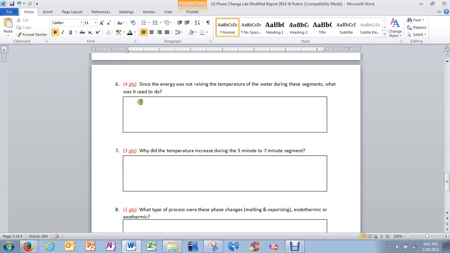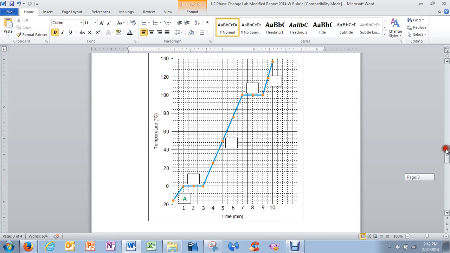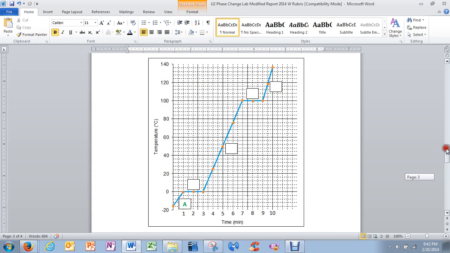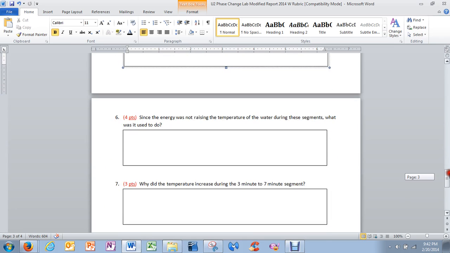Okay, number 6. So since the energy was not raising the temperature of the water during these segments, what was it used to do? You know what's happening, or you should know at least. You should have a good idea what's happening at those temperatures, especially for water. So, number 6, since the energy is not raising the temperature during those points, what is it doing? What is that energy doing?